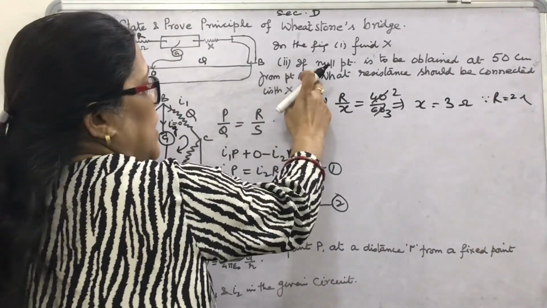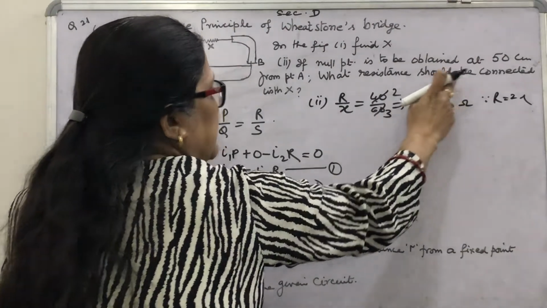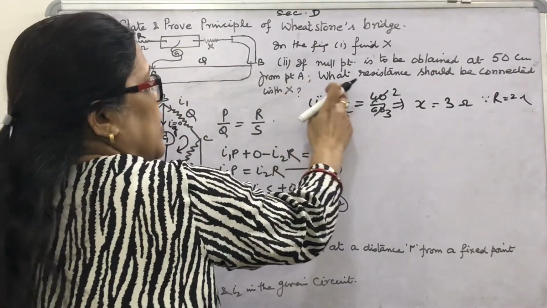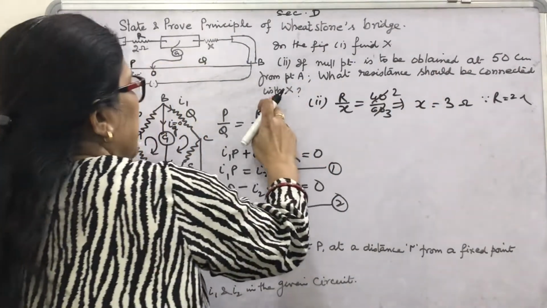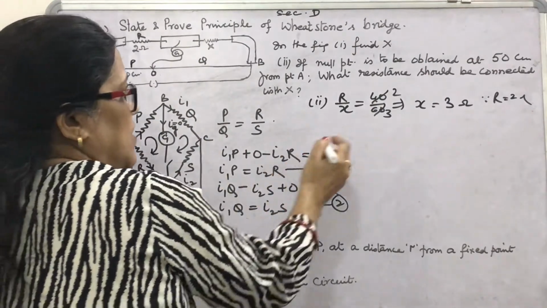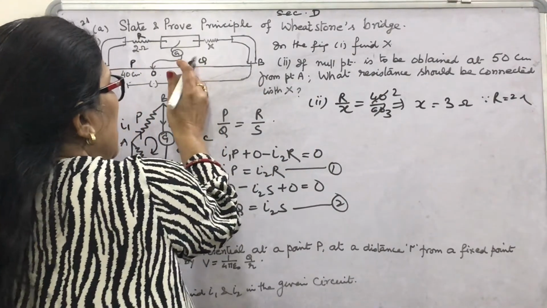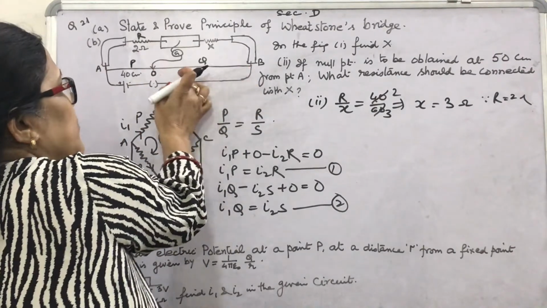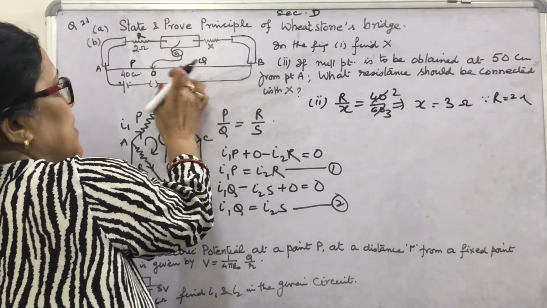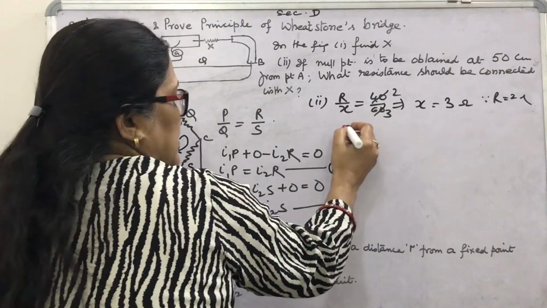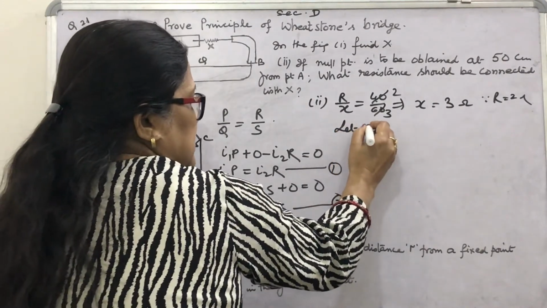Second part says, if null point is to be obtained at 50 centimeter from point A, what resistance should be connected with X? If null point is to be obtained at 50 centimeter, then the remaining portion of the length will also be 50 centimeter. Then what will you let the new resistance?